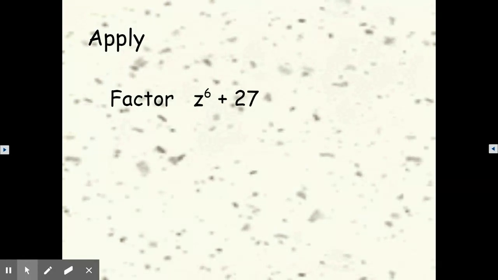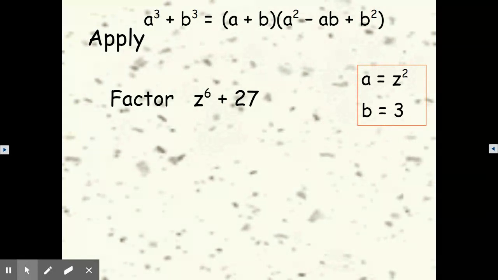Okay, to get z to the 6th power, what's being cubed is z squared, because z squared times z squared times z squared is z to the 6th. And 27 is 3 times 3 times 3, so that's what's going on. So our first parenthesis is going to be z squared plus 3.